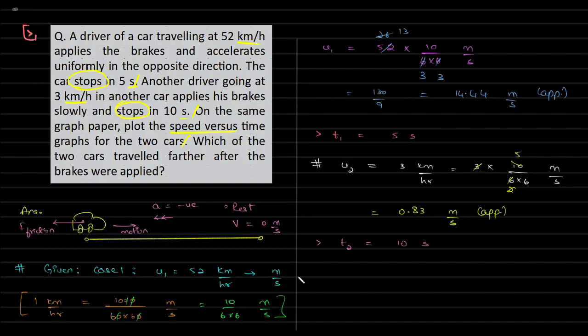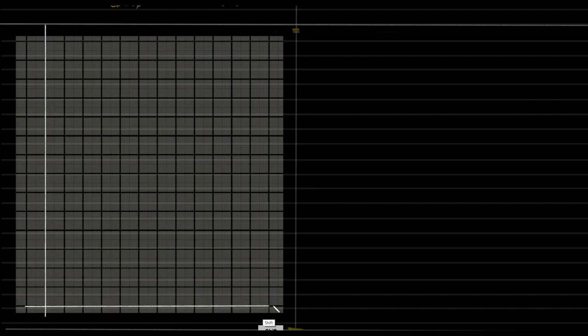Next thing is the plot. On the same graph sheet, speed versus time. So we are looking at the speed versus time graph. So this is your initial scenario. We have 1, 2, 3, 4, 5, 6, 7, 8, 9, 10.